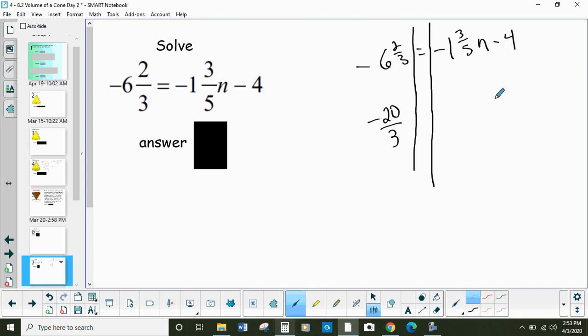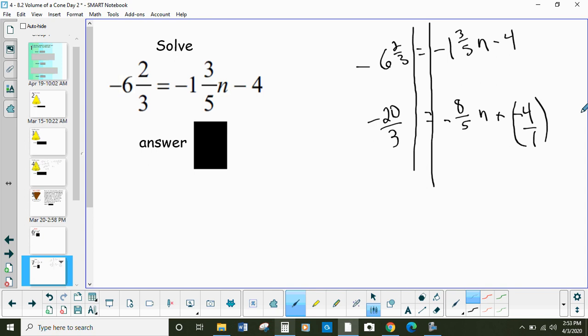On the other side, negative 1 and 3 fifths. 5 times 1 is 5. 5 plus 3 is 8. So 8 fifths is the same number as 1 and 3 fifths, but it's a negative number. And for 4, we do add the opposite, the rule for subtraction. How do we make 4 into a fraction? Just put it over 1.